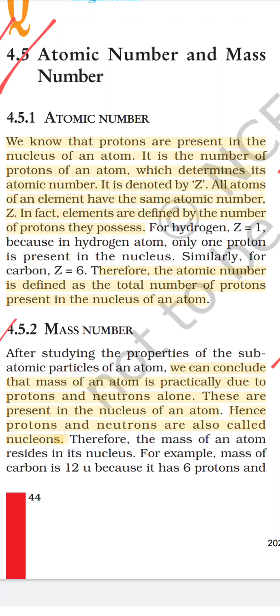Atomic number. We know that protons are present in the nucleus of an atom. It is the number of protons of an atom which determines its atomic number. It is denoted by Z. All atoms of an element have the same atomic number Z. In fact, elements are defined by the number of protons they possess.